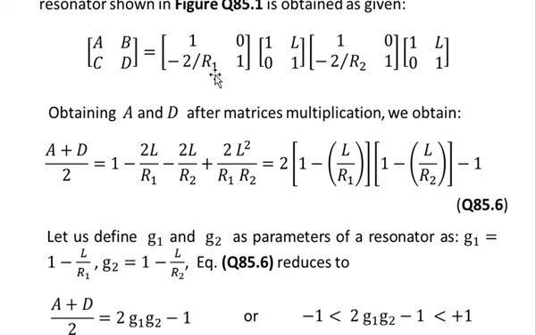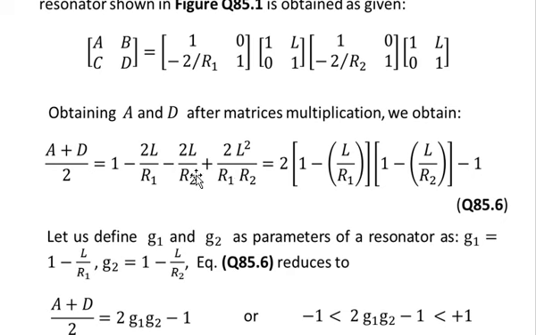So if you do the multiplication of these four matrices, you will get the value of A, B, C, and D by equating the left hand side with the right hand side. Then adding the values of A and D and dividing by 2, you will get the value on the right hand side, which is 1 minus 2L over R1 minus 2L over R2 plus 2L square over R1 R2.